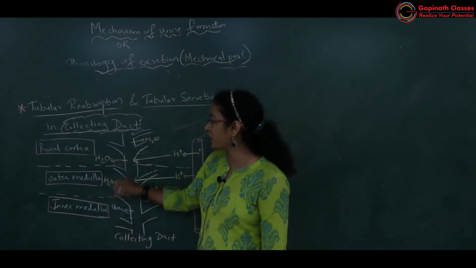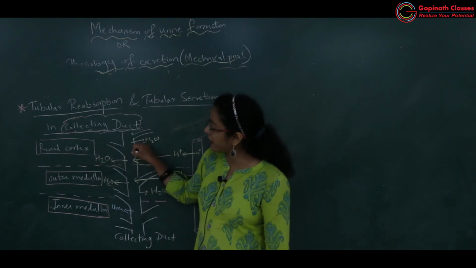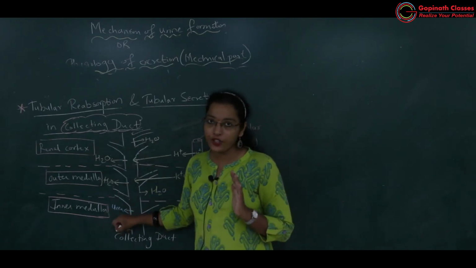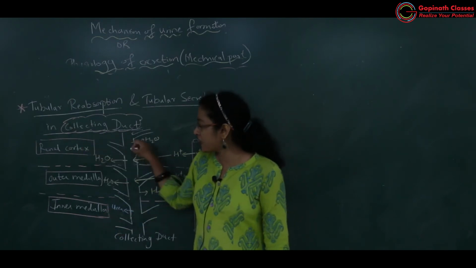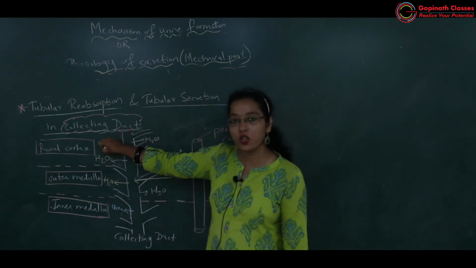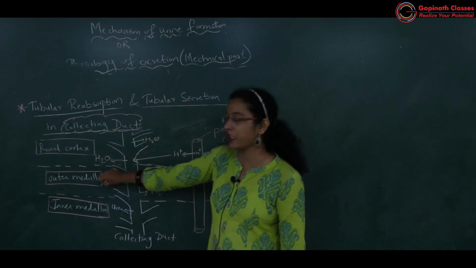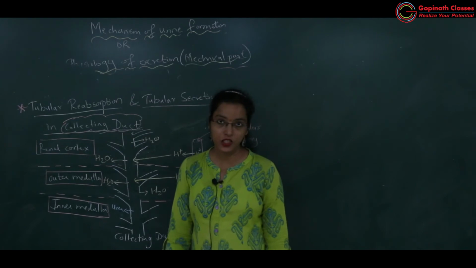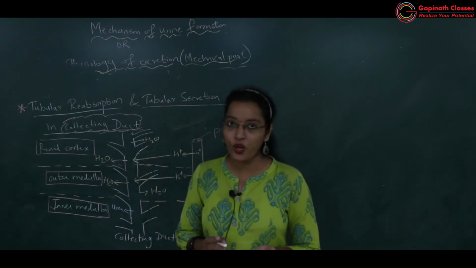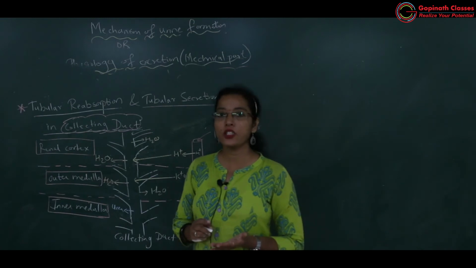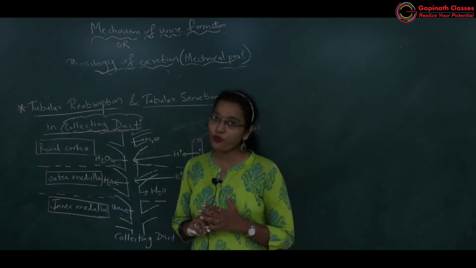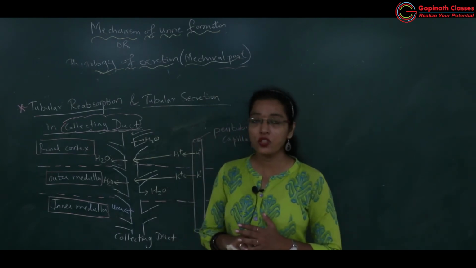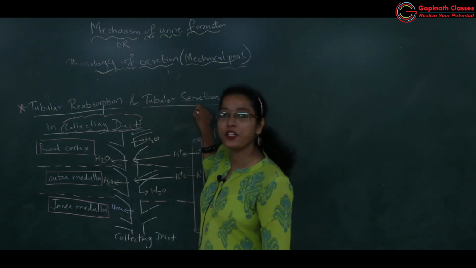So here I have drawn the diagram of the collecting duct, wherein the collecting duct extends from the renal cortex till the inner side of the medulla. This is the region of the collecting duct in the renal cortex, this is the region in the outer medulla, and the collecting duct also extends into the inner medulla. Many such collecting ducts will join to form the collecting tubule, and the collecting tubule will then open in the duct of Bellini. Got it. So this is all about tubular reabsorption and tubular secretion.